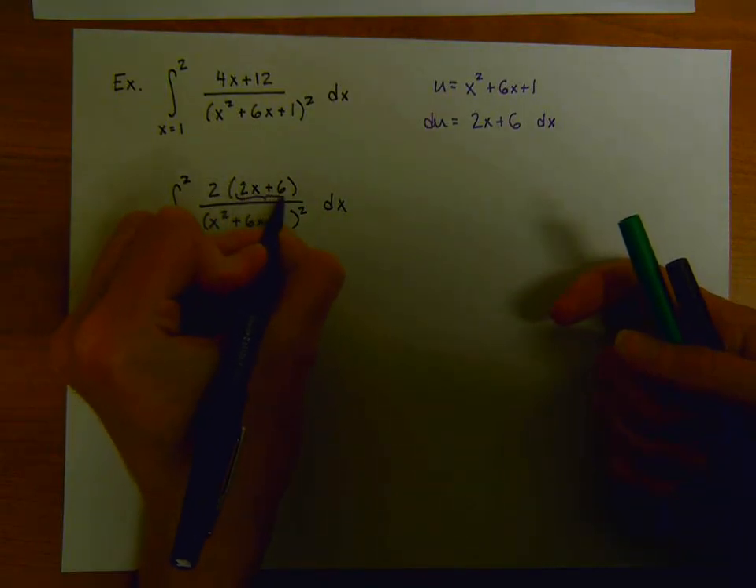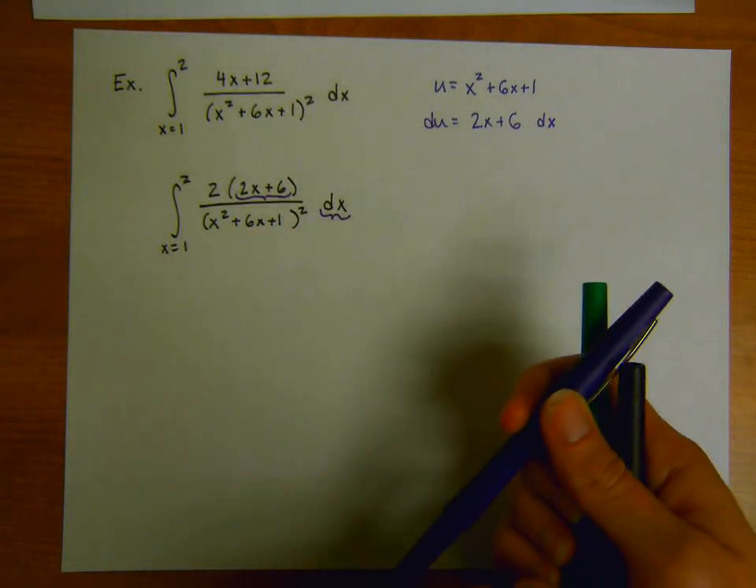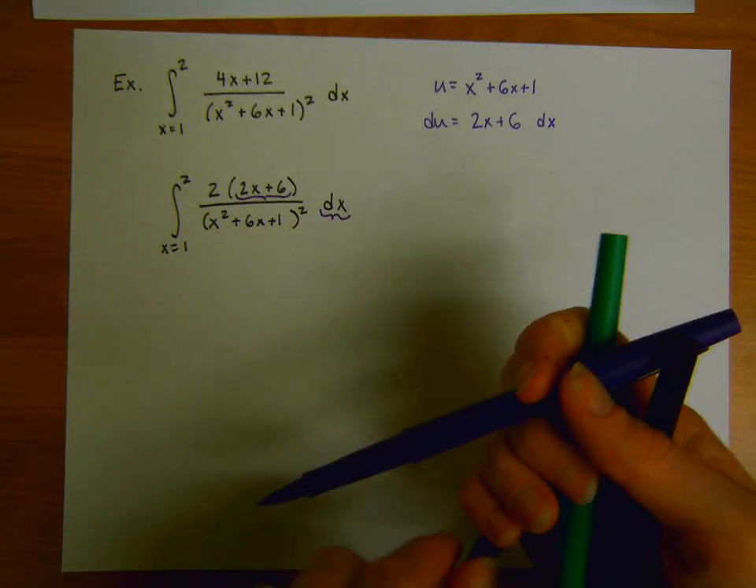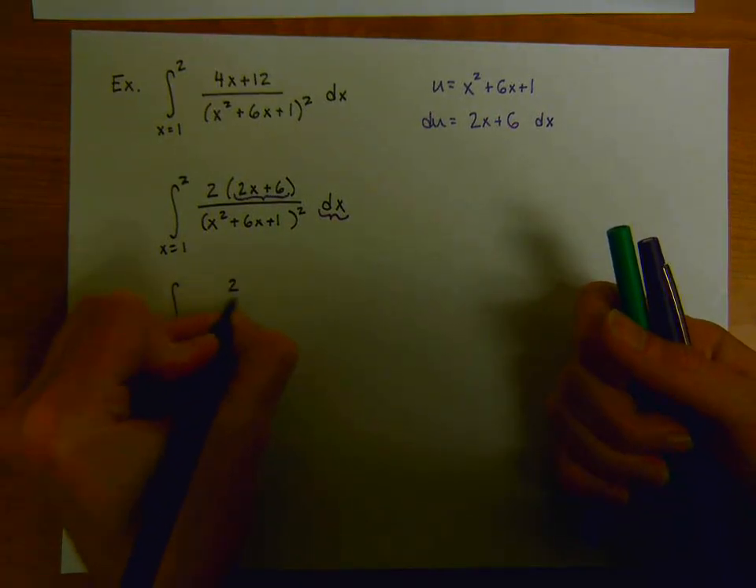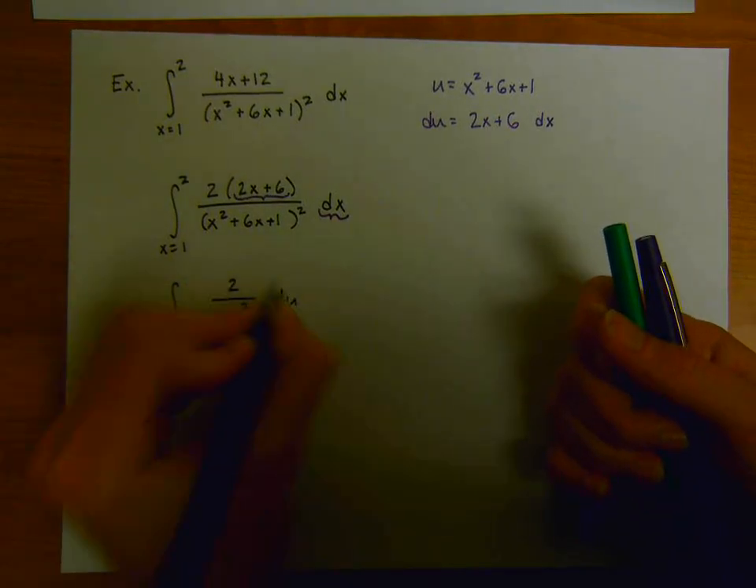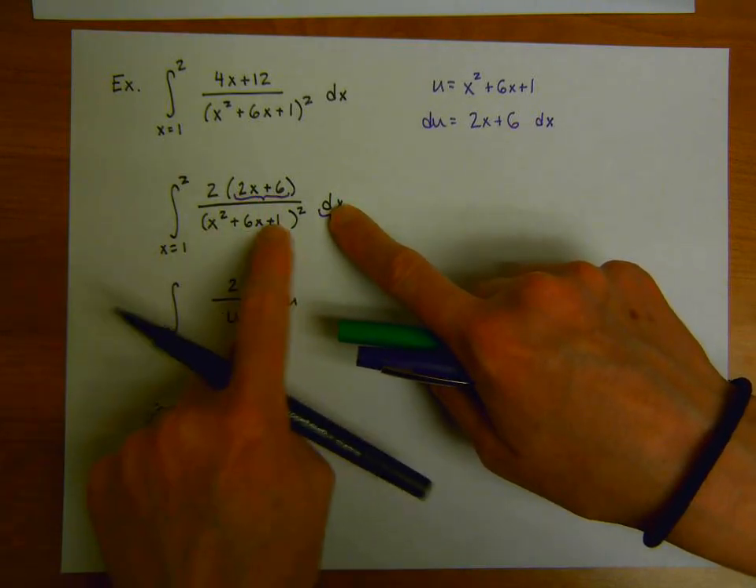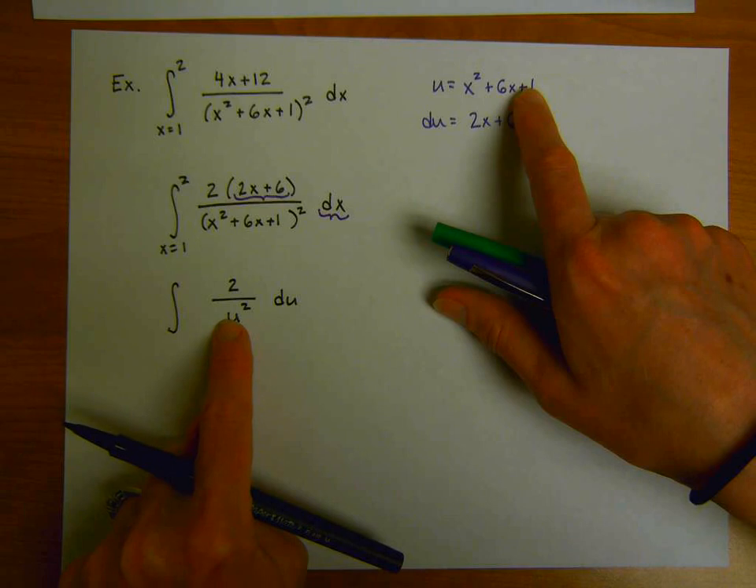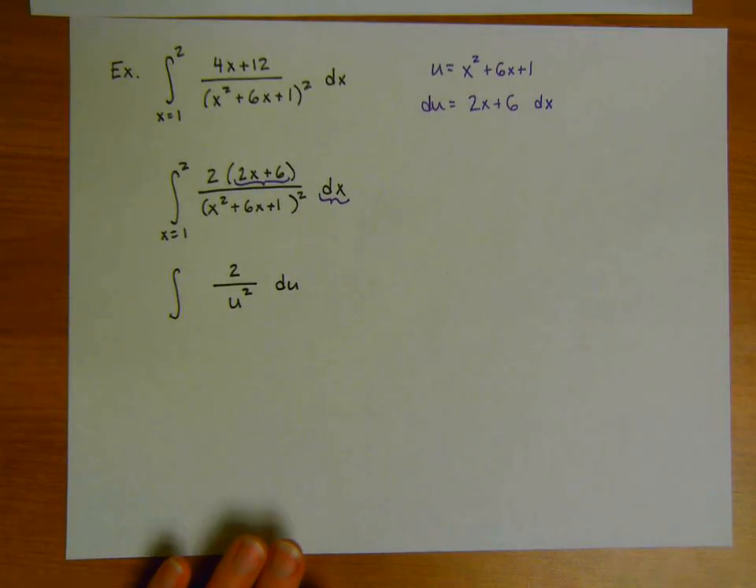Again, I'm going to pick out the pieces of my du. I have a 2x plus 6, and I have the dx. Together, those make my du. So I'm left with the integral of 2 over du. This piece and this piece are my du remains, and this interior function becomes u squared. And I'm going to do something that textbooks don't like. This is the thing that I like to do.